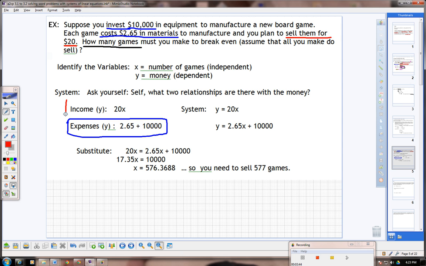So what we're doing here, we are setting our income equal to our expenses to figure out that break-even point. Now, interpreting, whenever we get a decimal, obviously we're not going to make 576 and 3,688 10,000ths of a game. Okay? So we're going to say we need to sell 577 games. We need to create and sell 577 games.